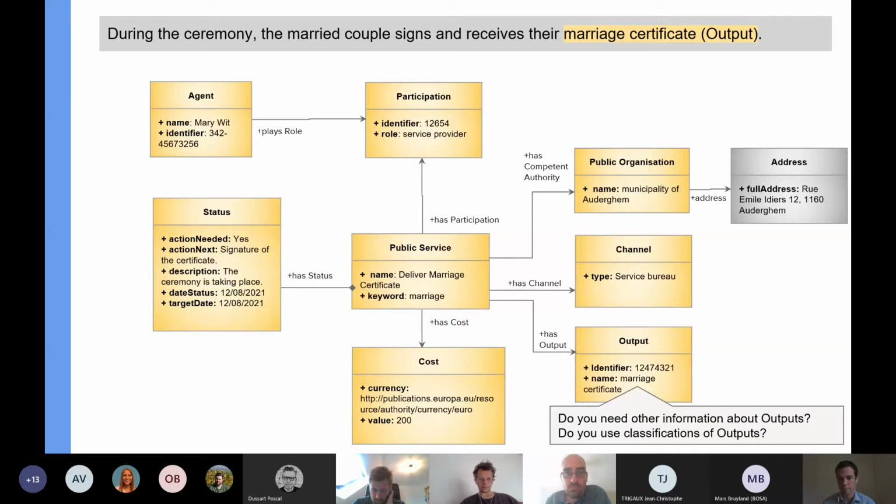Yes, it should be type. It should be a code list or something. It should be governance between. Oh, yeah. The type of output, you mean, right? Yes. It's also related to the notion of evidence you mentioned before.